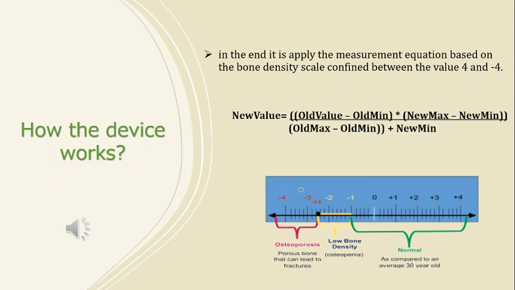After applying the equation, the result is shown on the screen as a value, and we will compare this value with the scale shown in the figure below to determine if it is osteoporosis, low bone density, or normal.